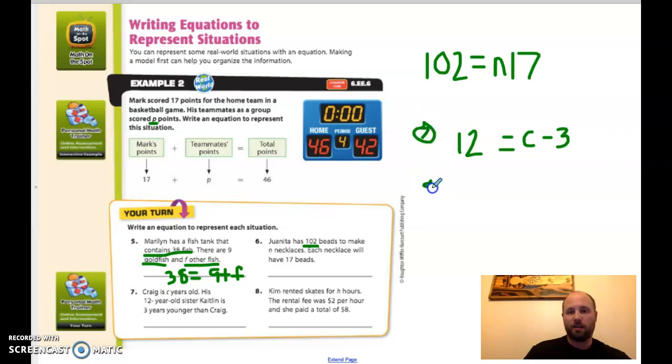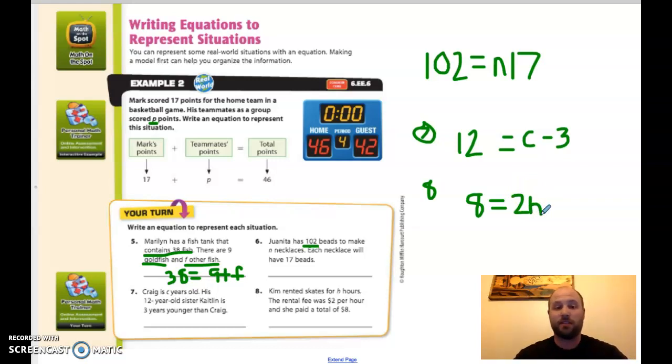Okay, now here is 8. This one's pretty easy. So Kim rented, she paid $8. Okay, so she paid $8 total. It says that at the bottom. Kim rented skates for 8 hours. The rental fee was $2 per hour. Per should be a hint. We're multiplying. Boom, right? I rented skates for this many hours, at this cost, I pay 8. So $8 at $2 per hour.